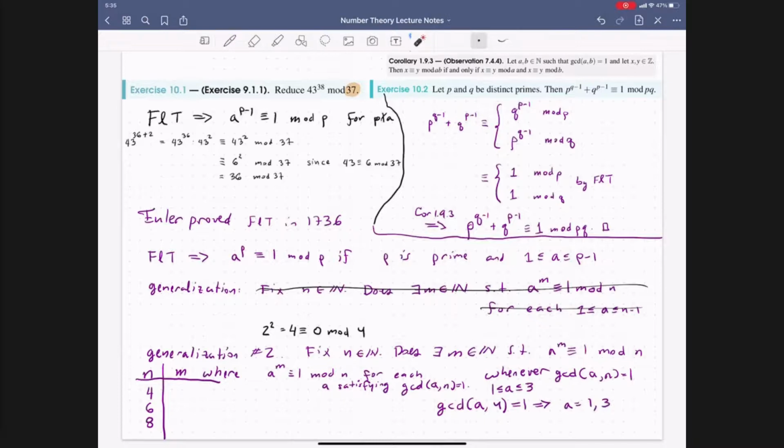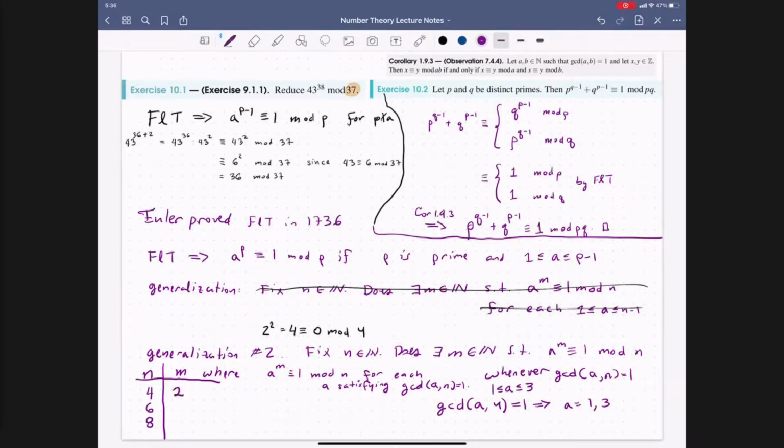So now we want to ask, can we raise it to some power and get back 1? So of course 1 is a possibility for 1, but 3 to the 1 is not congruent to 1 mod 4, so m is equal to 1 is not possible. Let's do m is equal to 2. 1 squared is 1, so that works. 3 squared is going to be 9, but 9 is congruent to 1 modulo 4, so we have a candidate. And so we have that here, 2 works.